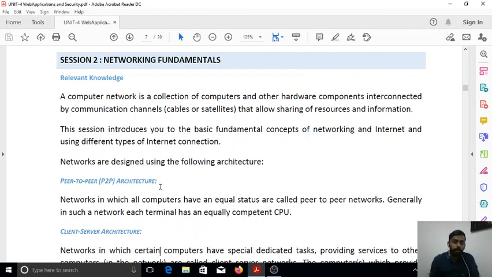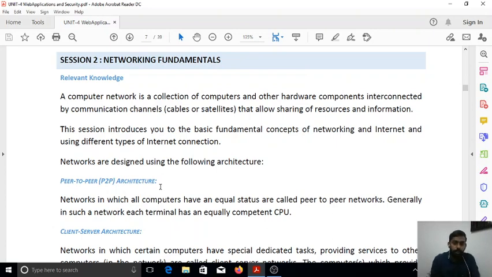So that's the basic definition of network. A computer network is a collection of computers and other hardware components interconnected by communication channels. They're connected by cables or satellites that allow sharing of resources and information. Sharing of resources means printer is a resource, scanner is a resource, router is a resource, modem is a resource, so in networking we share these devices. And information sharing is what Extramarks content sharing is. The content is installed in a single server machine and served from that machine to all the classrooms, which can be treated as clients.